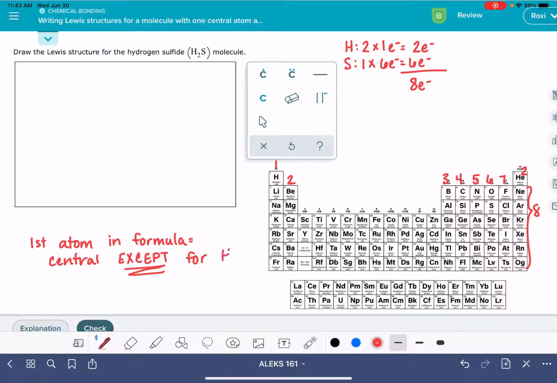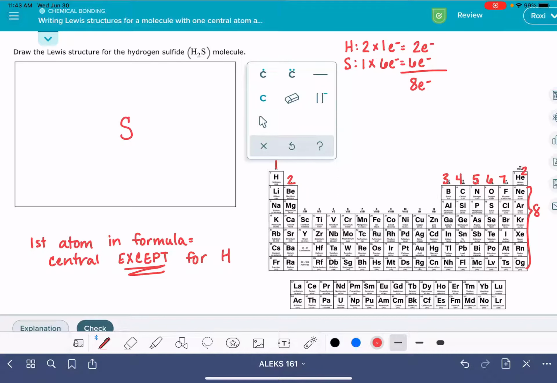If we have hydrogen in the molecule, we almost always write it first in the formula, and hydrogen can't be a central atom. It's impossible. Hydrogen is never a central atom. So if you have hydrogen in your molecule like I do, just ignore it for a minute and move on to the next atom. That's your central atom right there.